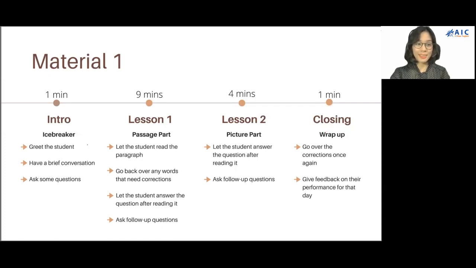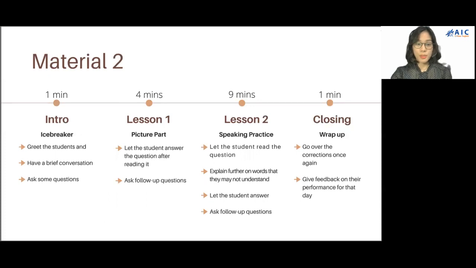All right, let's tackle material 2. Same with material 1, the intro's the same, the picture part's the same, and the closing is the same. The only difference is the speaking practice. We have 9 minutes for this because we have to make them talk. This is a speaking practice after all, so let the student read the question, explain further on words that they may not understand, and let the student answer.